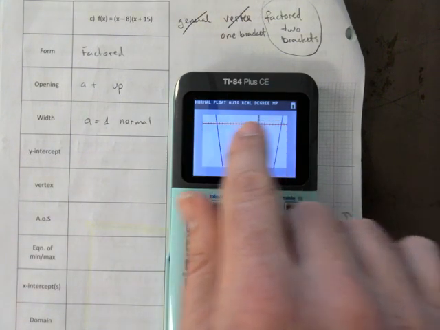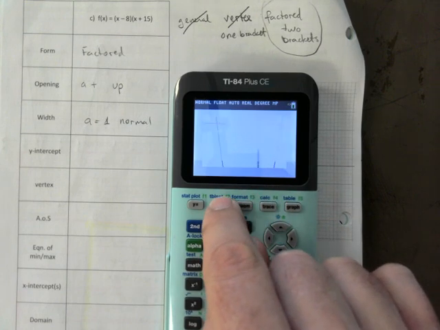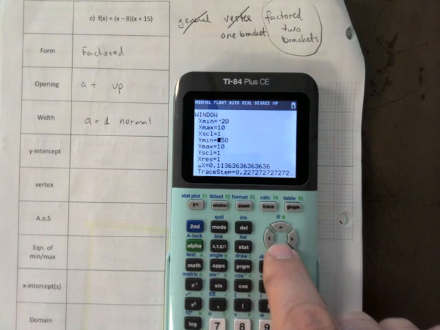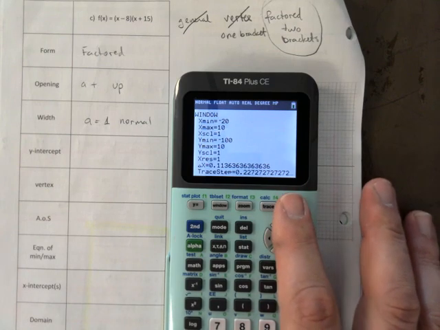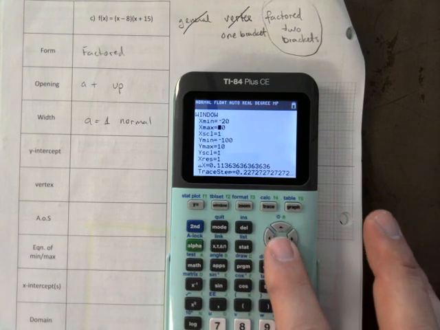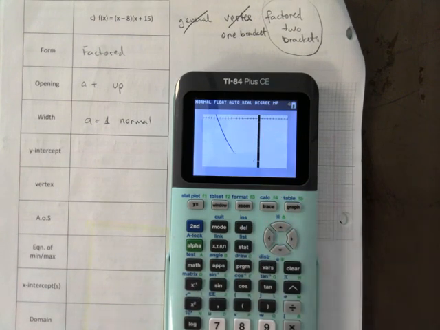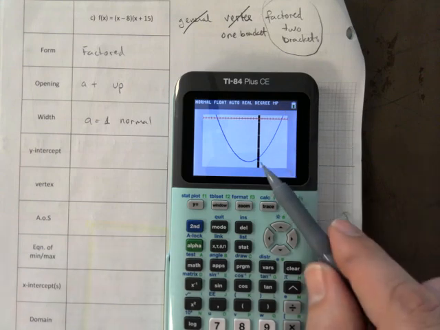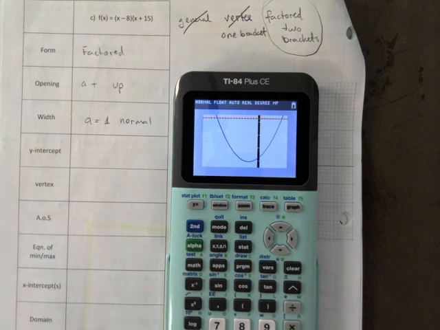I've got my x-intercepts, that's good, but I still need to go lower on my y-min, correct? So window, y-min, I'm going to go -100 and hit graph again. Still not good enough. One more time, -150, hit graph. Do I have everything? I do actually. X-intercepts, check. Y-intercept, check. Vertex, check. I've got everything I need to see.